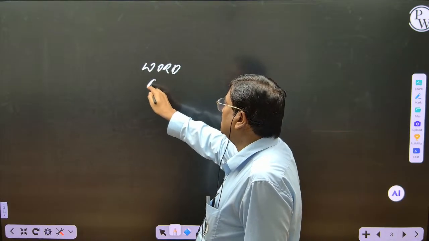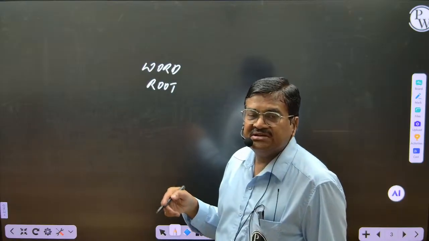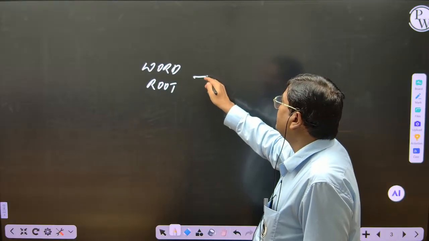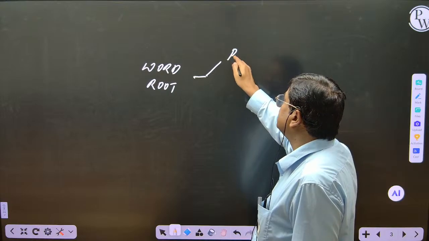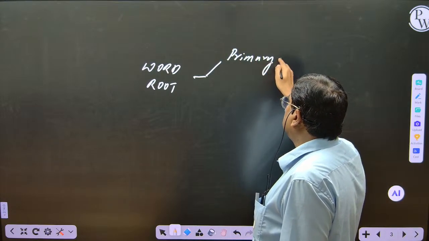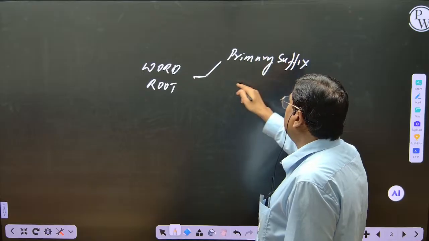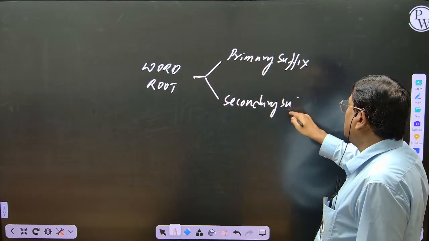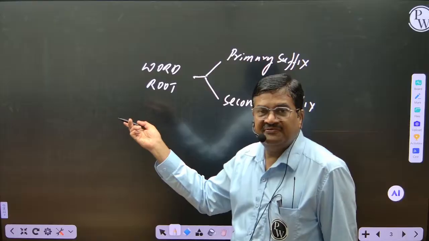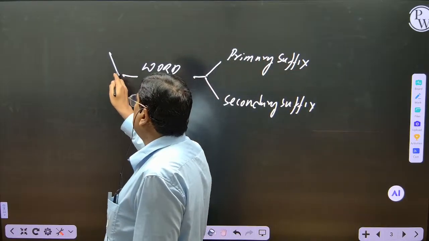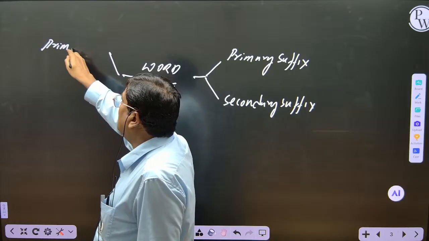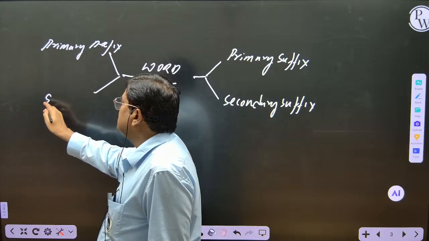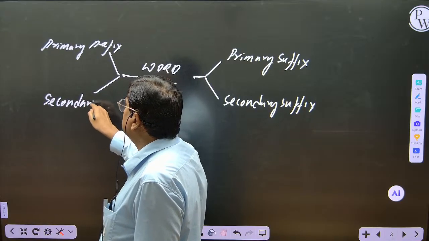Word root is followed by what? A suffix. There are two suffixes, primary suffix and secondary suffix. The word root is followed by the primary suffix, and the primary suffix is followed by the secondary suffix. Before the word root we have the primary prefix, and another prefix, the secondary prefix. This is what we discussed yesterday.